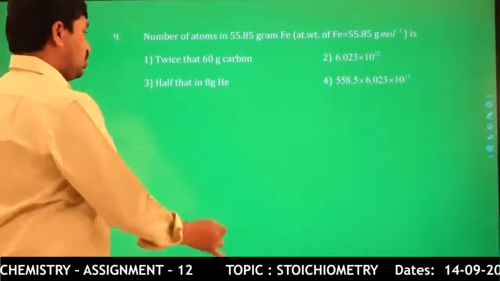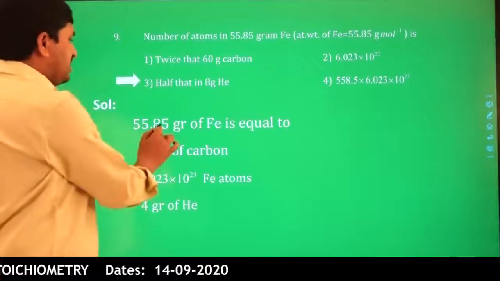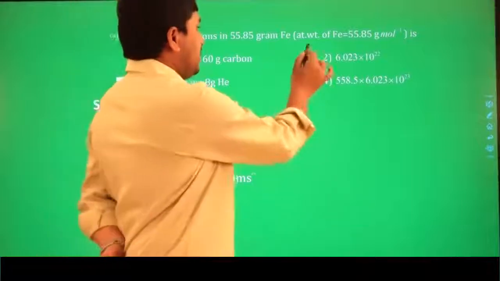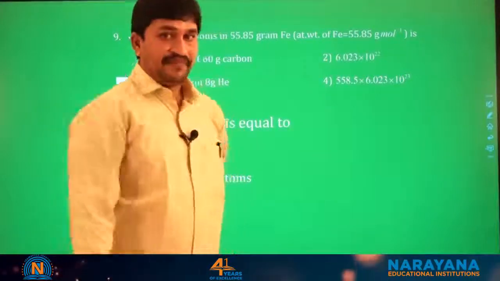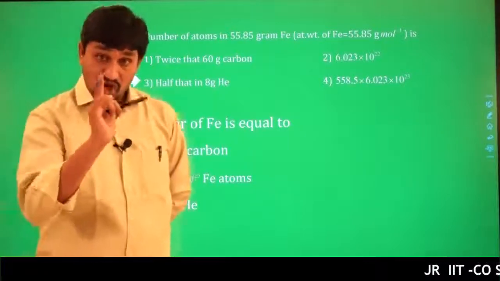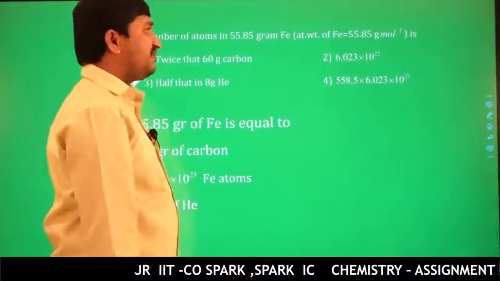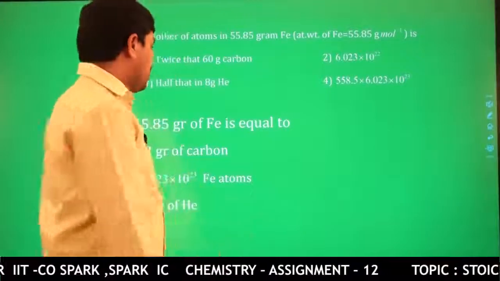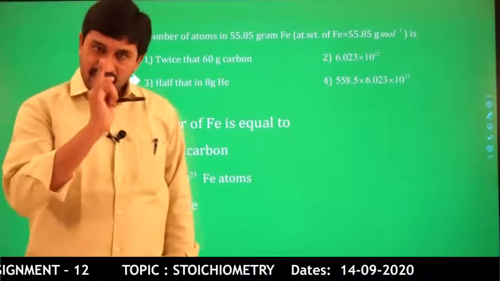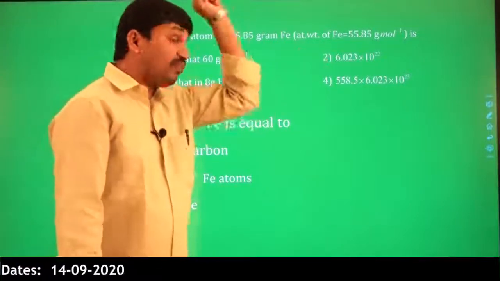That is the correct answer. So, I will explain it easily. Here 55.85 grams of iron is equal to 1 mole of iron, because the atomic weight of iron is 55.85. Under STP condition, the gram molecular weight of any substance is taken as 1 mole. That is why 55.85 gram per mole means 55.85 grams of iron is taken as 1 mole. That is equal to 12 grams of carbon atoms, because the atomic weight of carbon is 12, and under STP condition 12 grams of carbon is taken as 1 mole, which is equal to 1 mole of iron.